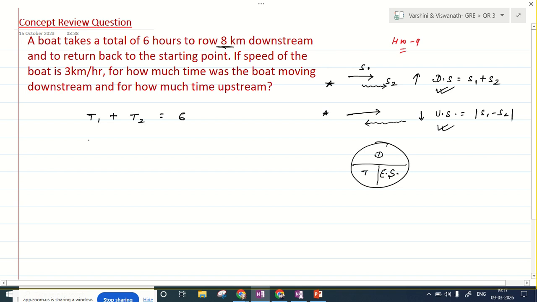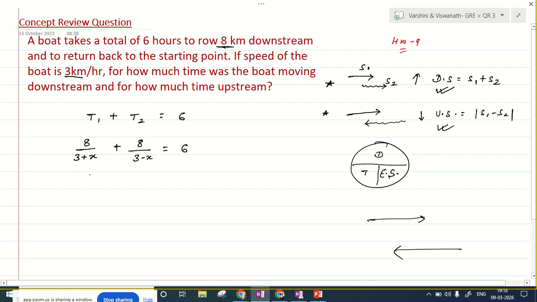8 kilometers. So can I say 8 divided by the speed of the downstream? No, the speed of the boat plus the speed of the water current. So I can say 3 plus x. So what is x here? The speed of the water current. Plus, again going back, if it's moving downstream, coming back is upstream. So the same distance, that's all. 8 by 3 minus x equals 6.